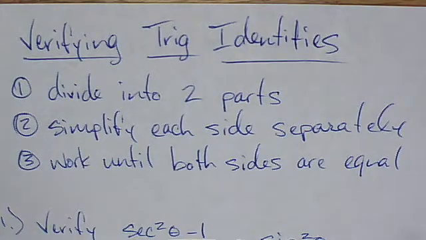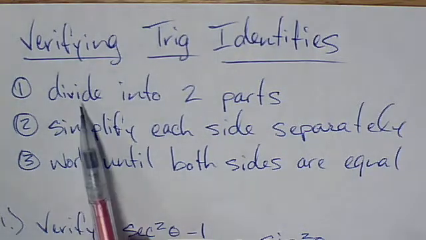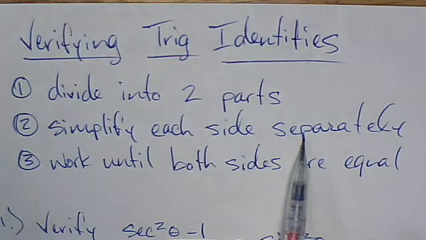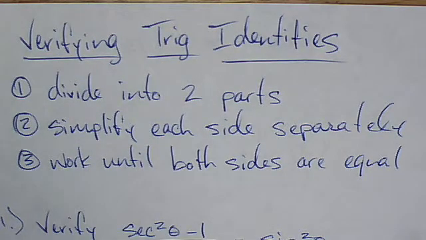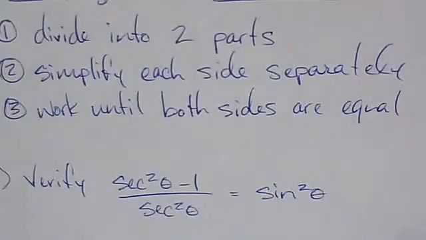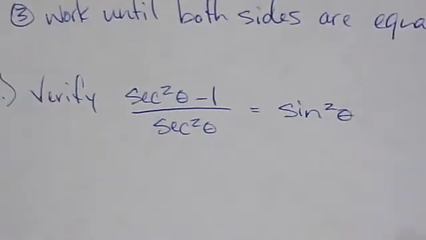So here's a few steps for you. First, we want to divide into two parts, and then we're going to simplify each side separately, and the third step is we will work until both sides are equal. So the difference between yesterday and today, we were dealing with expressions, and today we actually have an equal sign there. So here's first example.